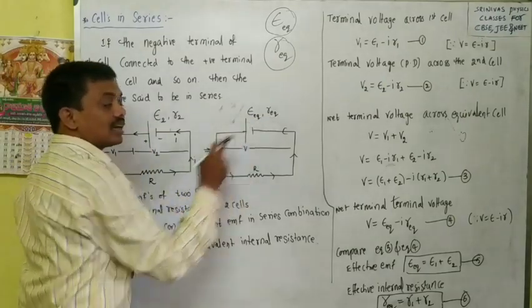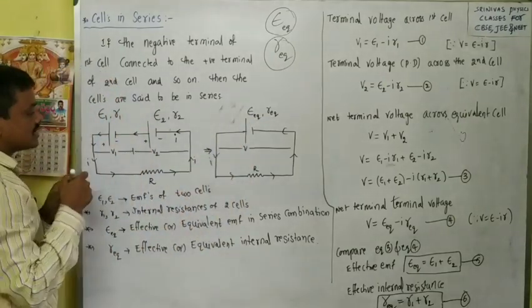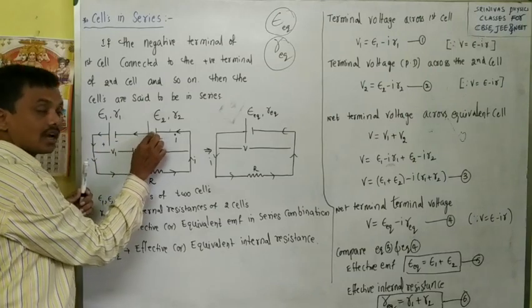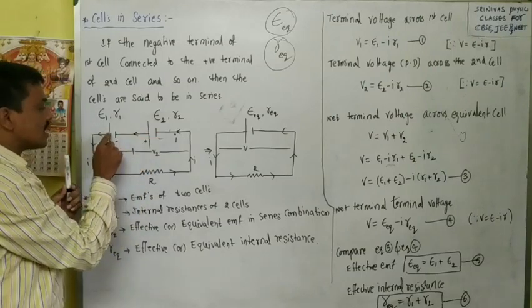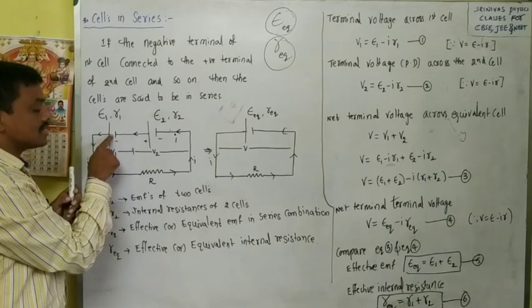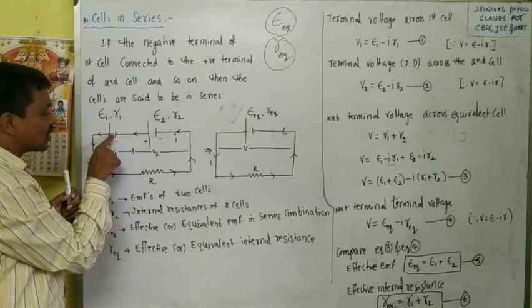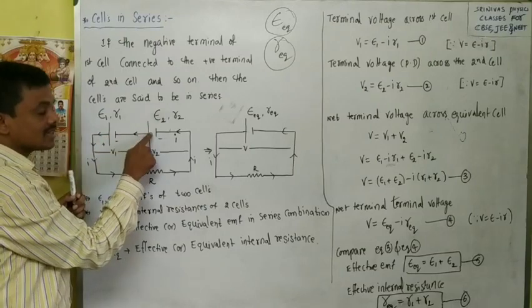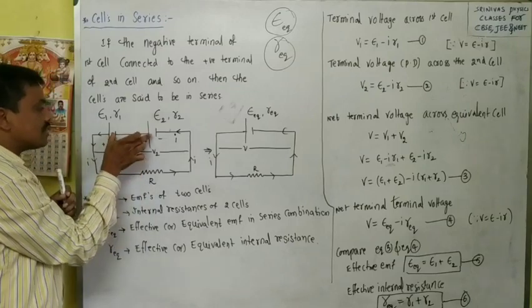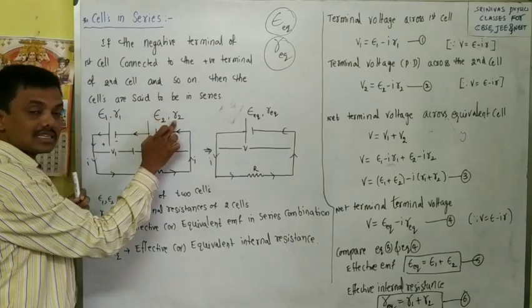And what is the effective internal resistance? Inside each cell there is some resistance. The resistance offered by the electrolyte of a cell is called the internal resistance. Since the cells with R1 and R2 are in series, the internal resistances are also in series. In series the effective resistance is R1 plus R2.